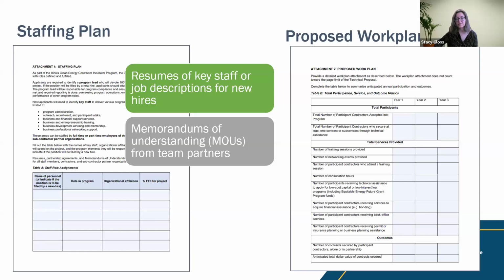MOUs or memorandums of support should be submitted with all key partners detailing the entity's information, key staff information, roles and responsibilities associated with the project, and the dollar amounts for services that will be provided. MOUs need to be signed by the applicant and their subgrantee.